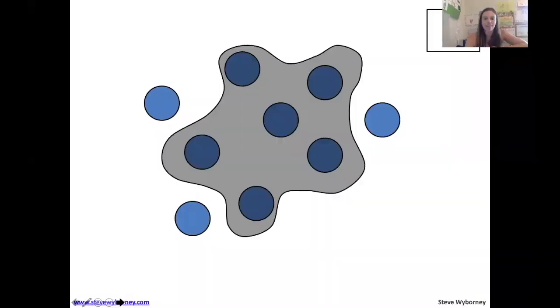Let's look at the splats to see it. That's right. 1, 2, 3, 4, 5, 6 dots are under the splat. We had 9 dots in all. We took away 6. 6 got covered by the splat. And that meant we had 3 dots left.